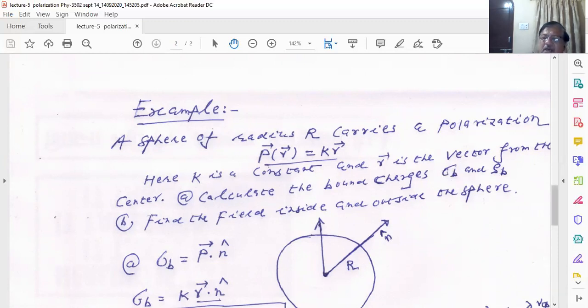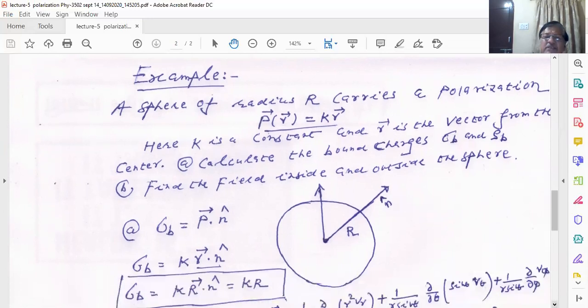And now please remember this problem. Look at this. You have your vector r. Your vector r is making angle theta with the z-axis. This is the polar axis, and your polarization is given by k times vector r. So your unit vector n is in the direction of vector r, which is moving radially outward.